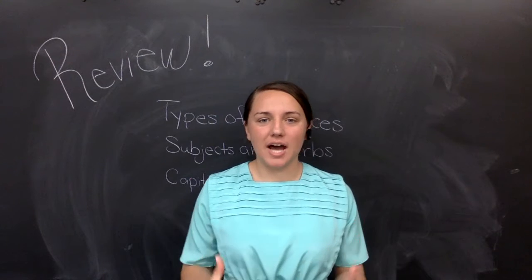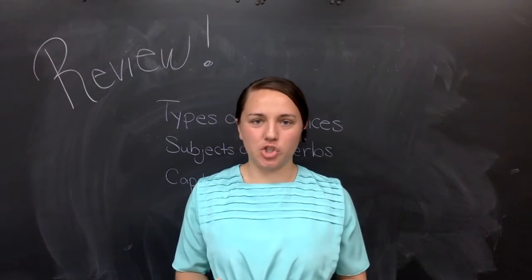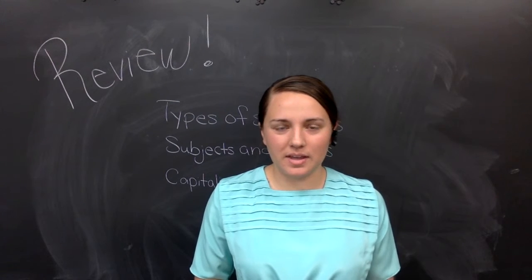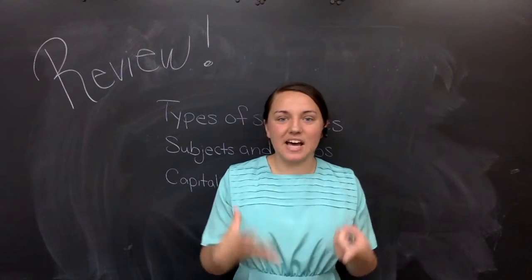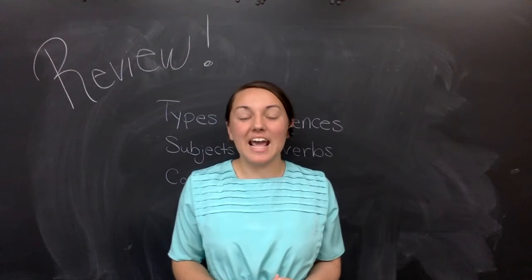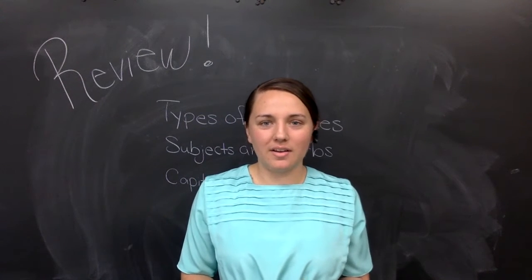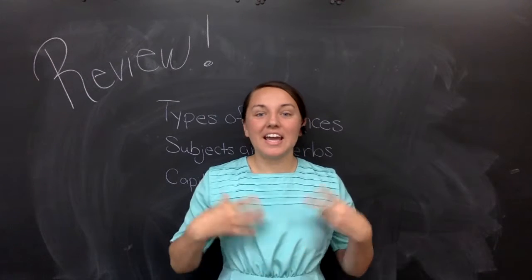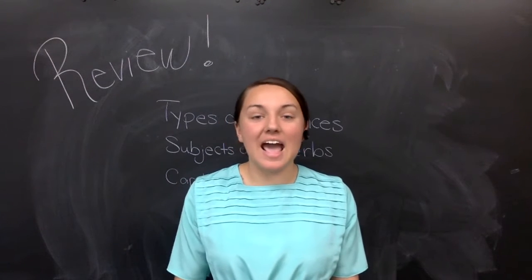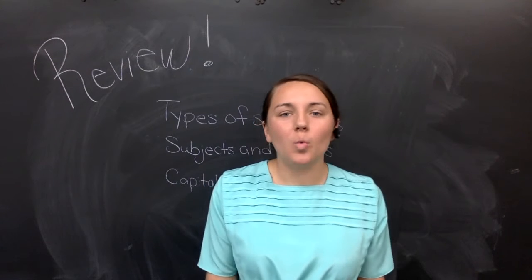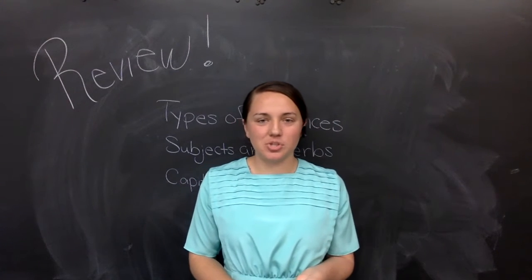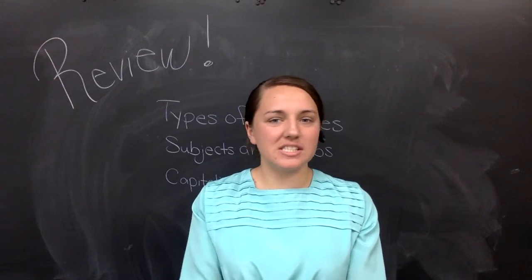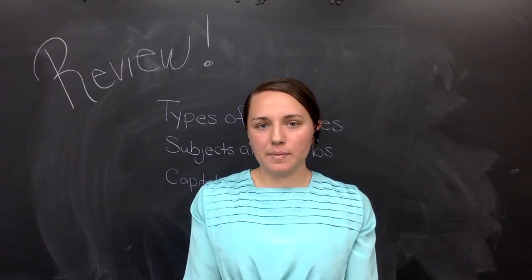Now, what does each type of sentence do? So what does an exclamatory sentence do? An exclamatory sentence has sudden or strong feeling, and it ends in an exclamation mark. Now, what does an interrogative sentence do? It asks a question, and it ends in a question mark. What does a declarative sentence do? It simply states something. It just says something, and it ends in a period.